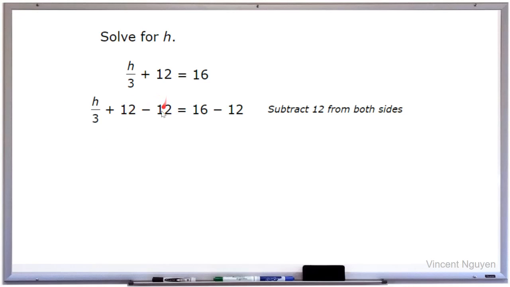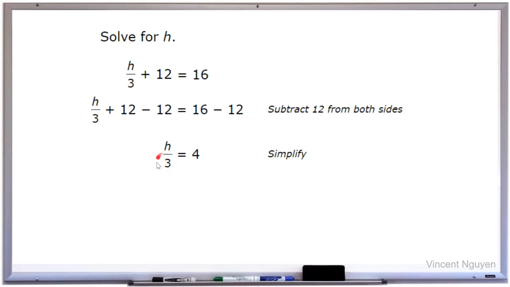This is going to simplify to nothing, and then all we have is h over 3 on the left-hand side. Over here, because we are subtracting 12 on both sides, 16 minus 12 simplifies down to 4. So on the left-hand side, we have h over 3 equals 4. As you can see, we started out with a pretty long equation, and then we simplified it down to something shorter. That's the goal: to get the equation shorter and shorter each time until the variable is completely by itself.